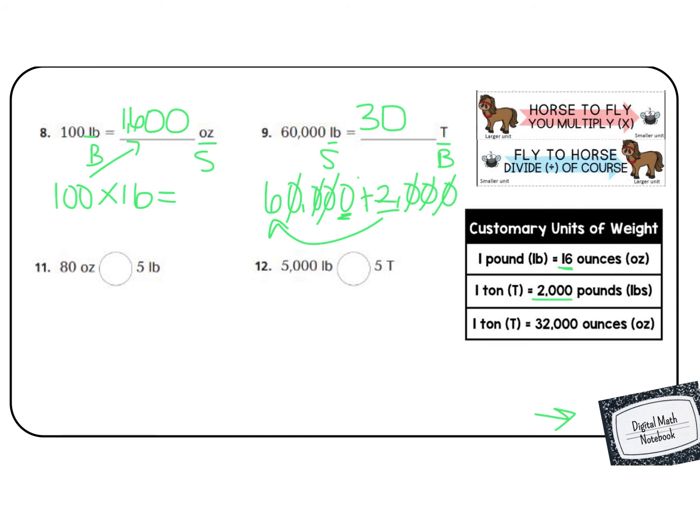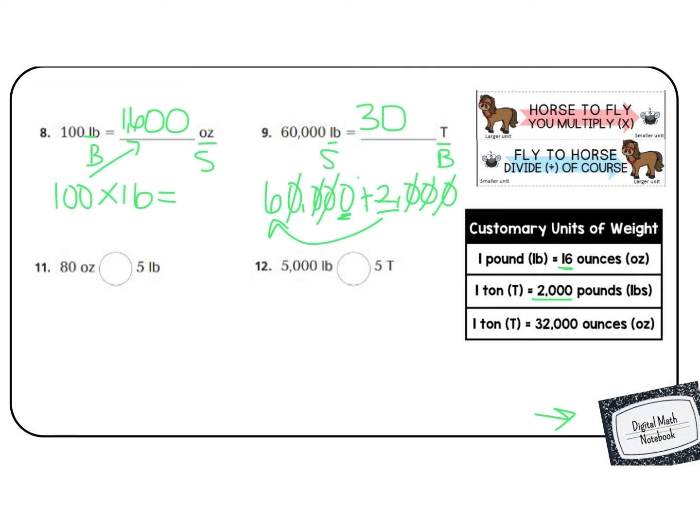Please pause if you need to type in your answers along the way. Let's solve the next two. The next two problems are not converting problems, they are comparing problems, which means we need to use our alligator symbols to say which one is bigger. So let's look at this problem. We have 80 ounces or 5 pounds.